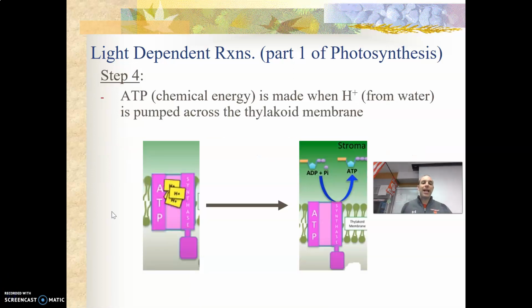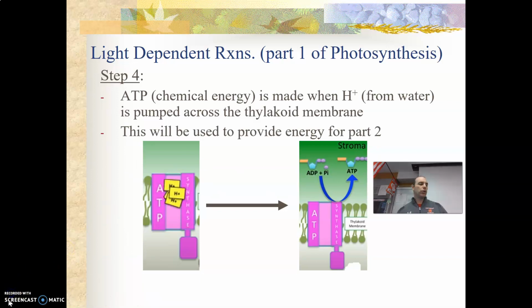All right, step 4. ATP, which we all know is adenosine triphosphate, is made when H+ from water is pumped across the thylakoid membrane. This will be used to provide energy for part 2. So in your notes you should have: this movement of hydrogen ions produces ATP, and this provides chemical energy to power part 2.